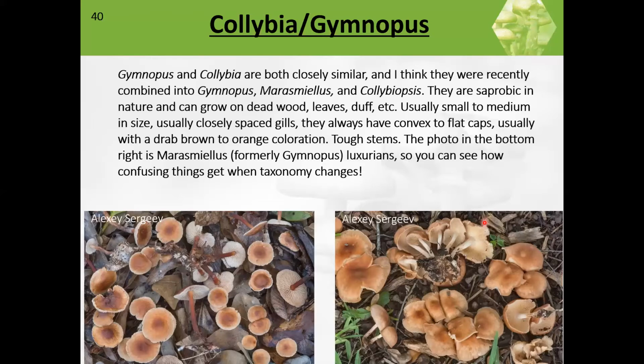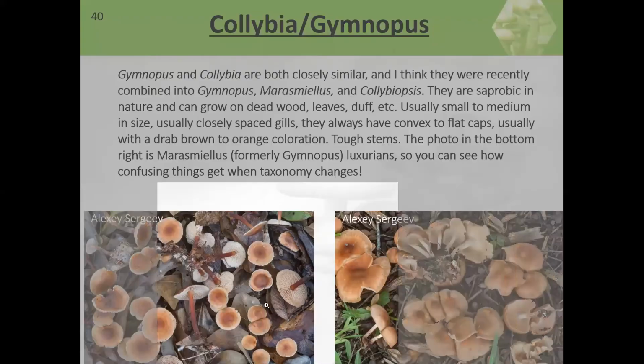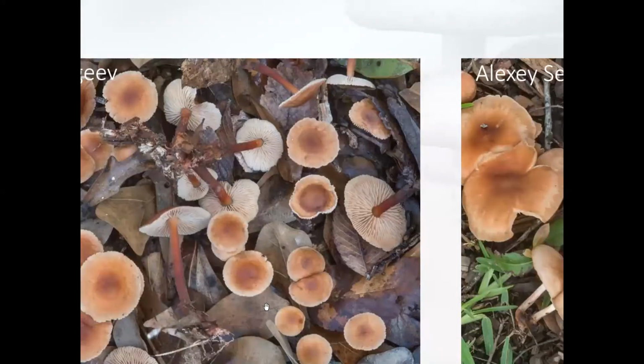So they are saprobic in nature and can grow on dead wood, leaves, duffs, etc., just like the other two genera I just covered. They're usually small to medium in size with closely spaced gills. So if you can zoom in, Ben, and check out those gills, they're closer together, right? They're really scrunched in together.